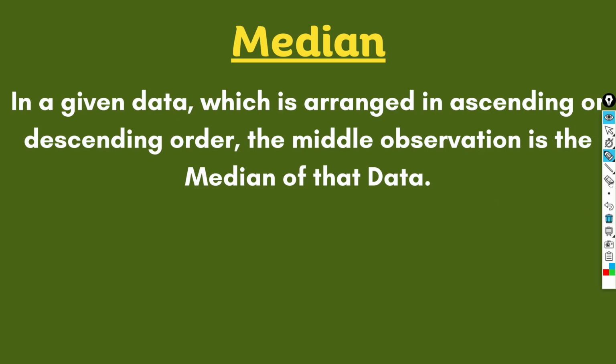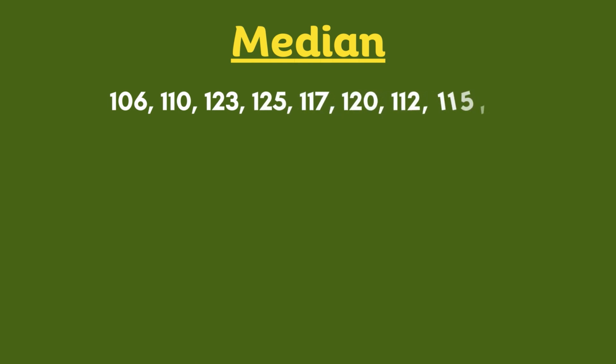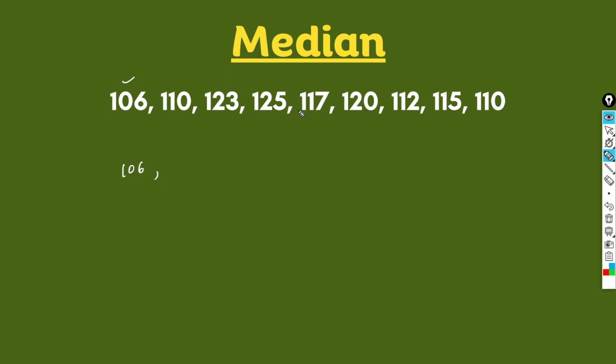See, for example, this is the given data. Now let us arrange in ascending order. So first number is what? 106. And next is 110. We have one more 110, we'll put 110 here again. Next is 112. Next is 115. Next is 117. Next 120. Next 123. Next 125.